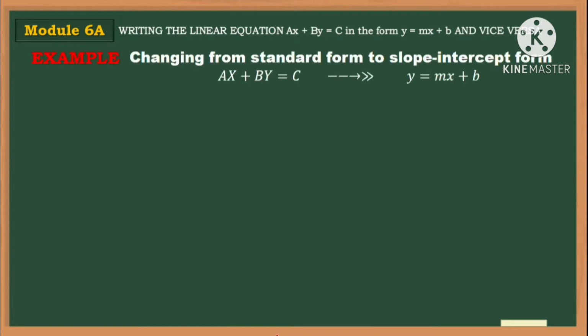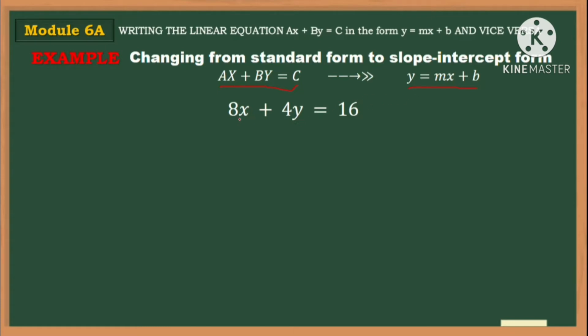Okay, so we have an example changing from standard form to slope-intercept form. So from this, transpose natin dito. So change natin, rewrite natin. Okay, so we have here given 8x plus 4y is equal to 16. So ang maiwan dito sa side na to, sa left side, is only y.